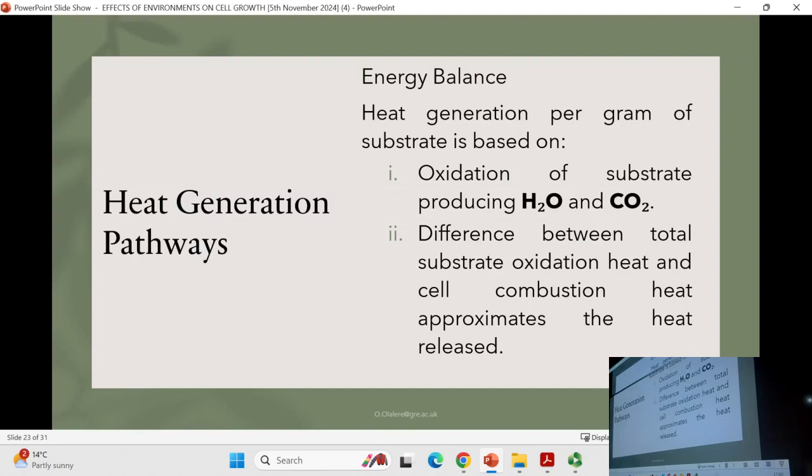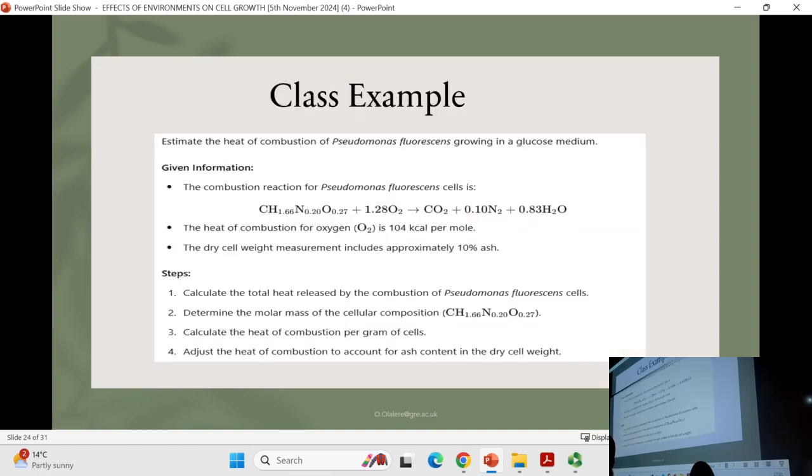Then the heat generation pathway. So we have the energy balance. Heat generation per gram of the substrate is based on the oxidation of the substrate producing water and CO2. So it is the difference between total substrate oxidation heat and cell combustion heat. Don't worry, when we get there, there's a calculation on that. I think you will understand better. So let's look at this example.